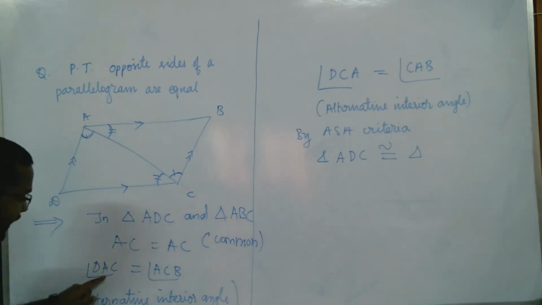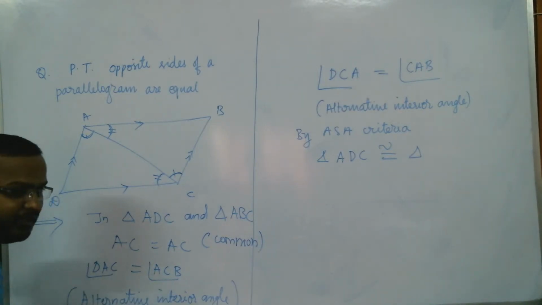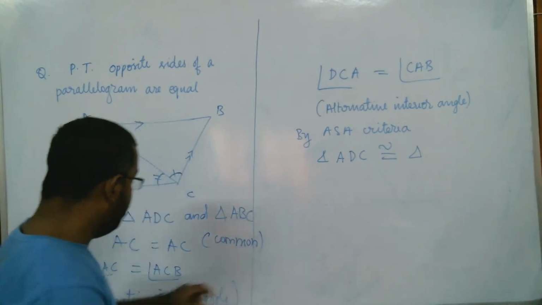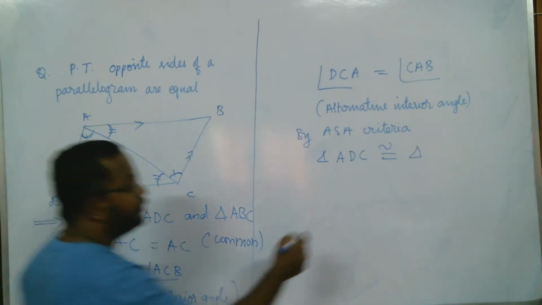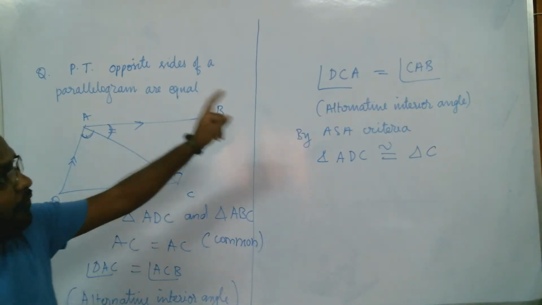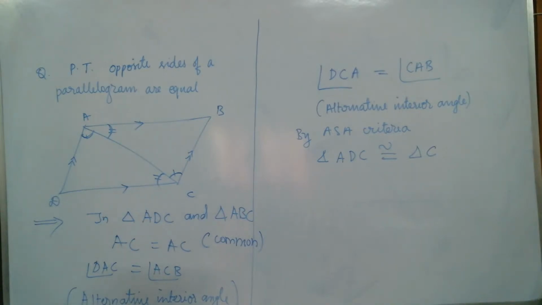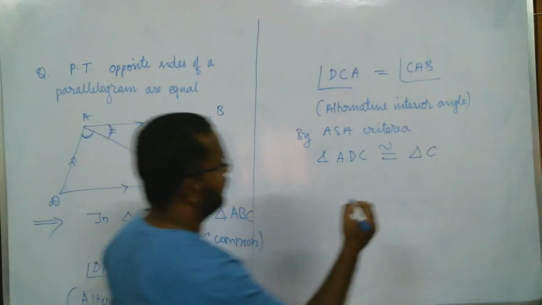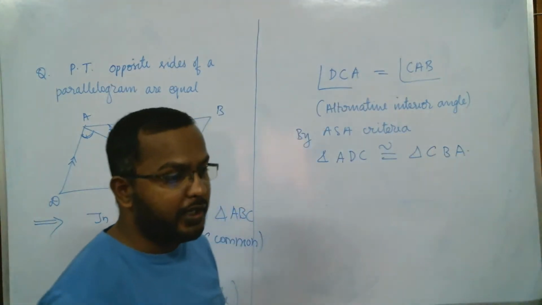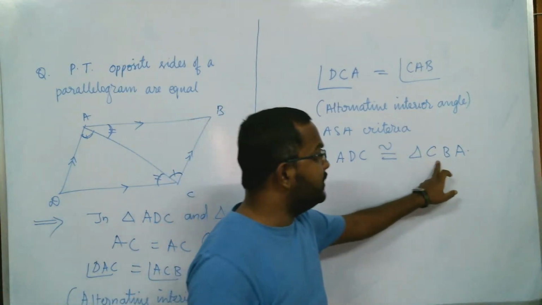Here, what they are telling is angle A is equal to angle C. See, in the middle A is there and here C is there. With respect to A as the first letter, for the first letter A we have to use C in the first place, and for C we have to use A. So that's why I'm going to write it as CBA. This is the correct way of writing that. So triangle ADC is congruent to triangle CBA.